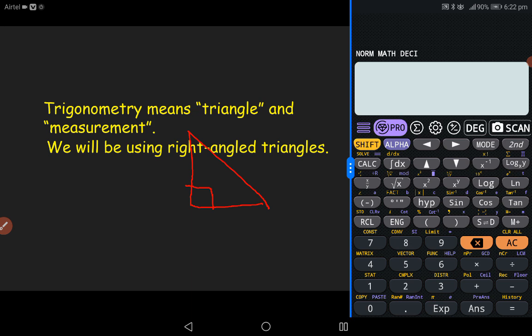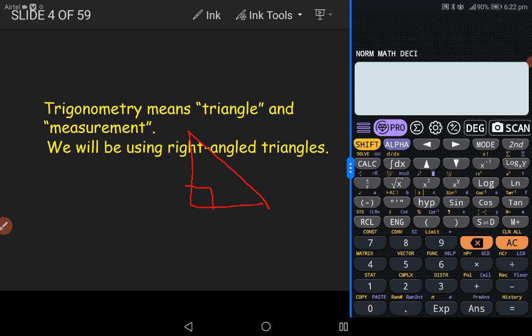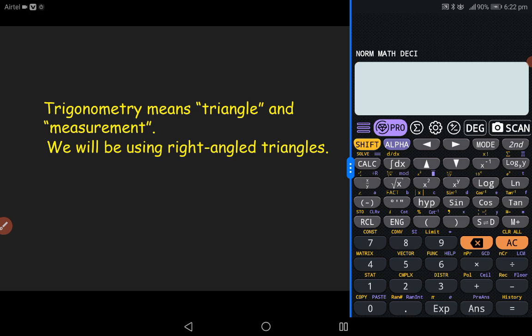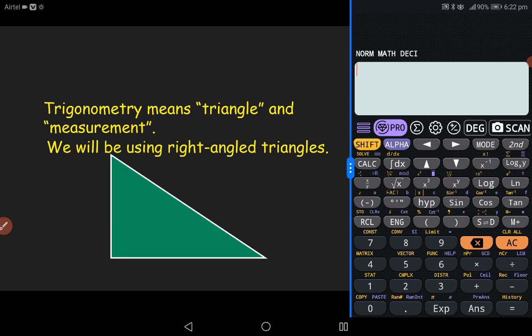So we'll be using right-angled triangles like I mentioned earlier on. In this topic, strictly we'll be using right-angled triangles. A right-angled triangle is one that looks like this. It has a 90-degree angle. So we have a 90-degree angle here.